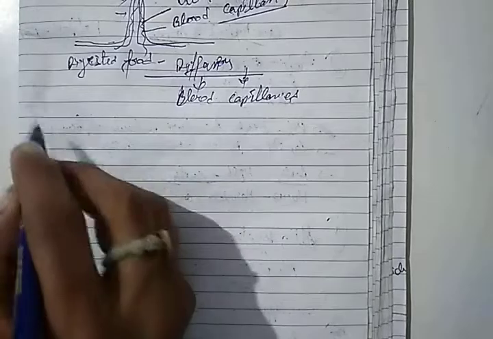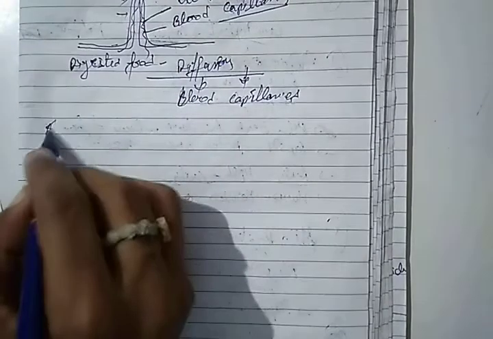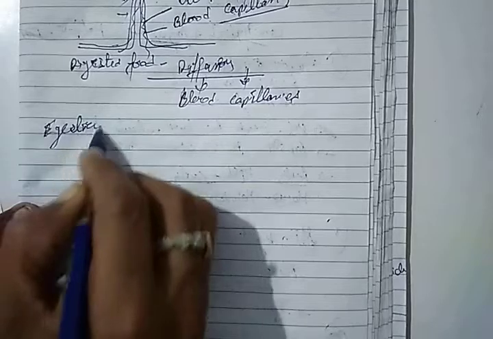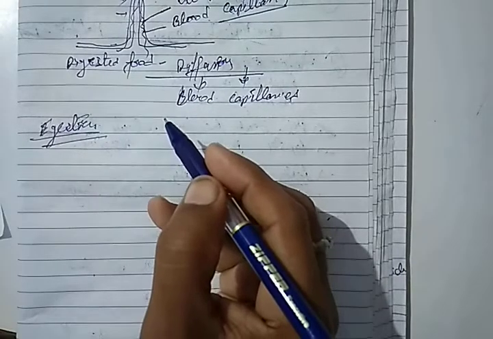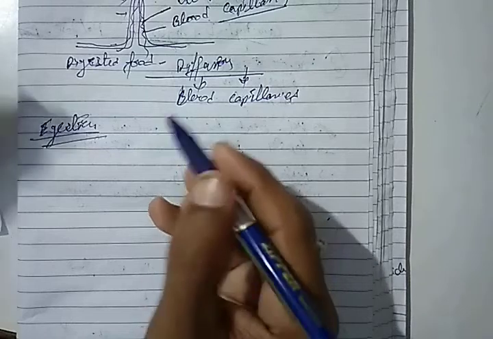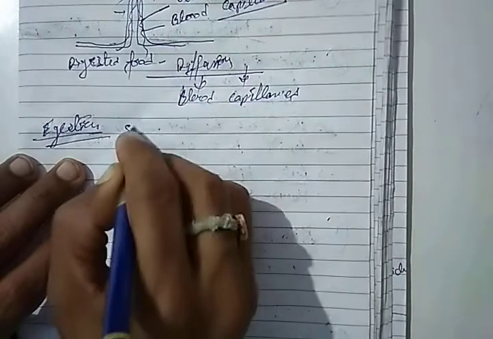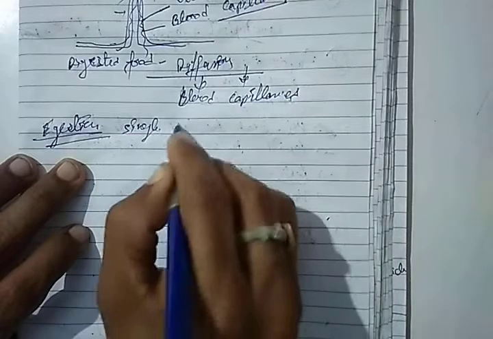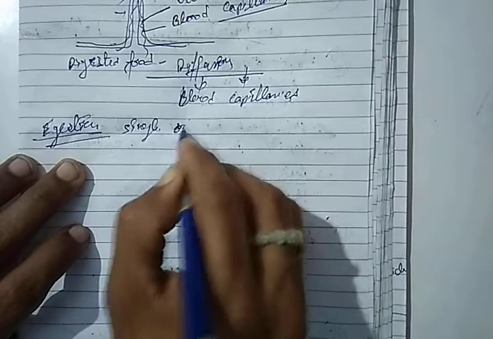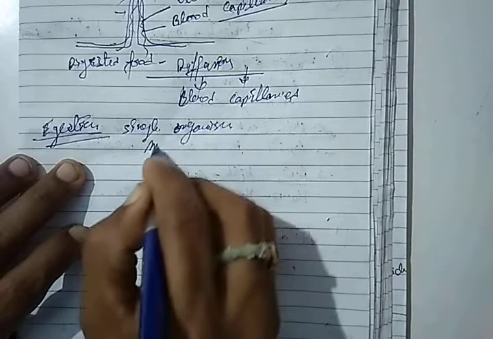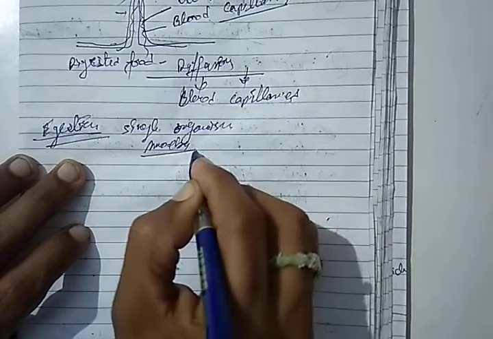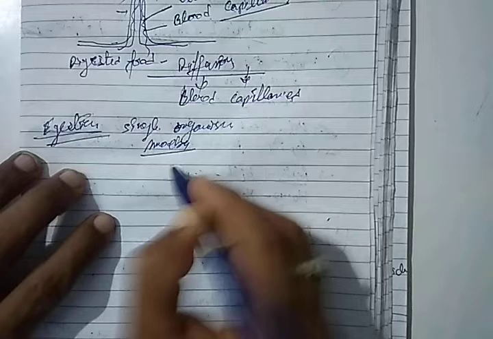The last process is egestion. Egestion is removing of undigested food material from the body. In single-celled organisms like amoeba, it is removed through a process called exocytosis.